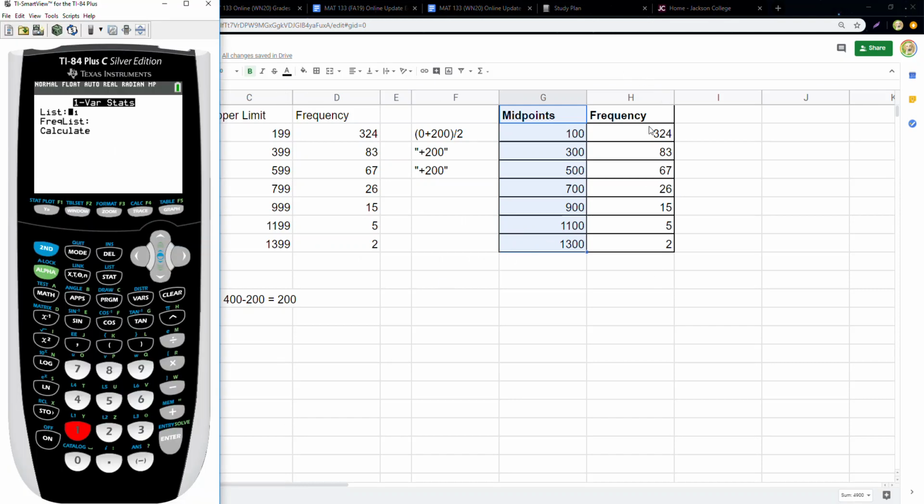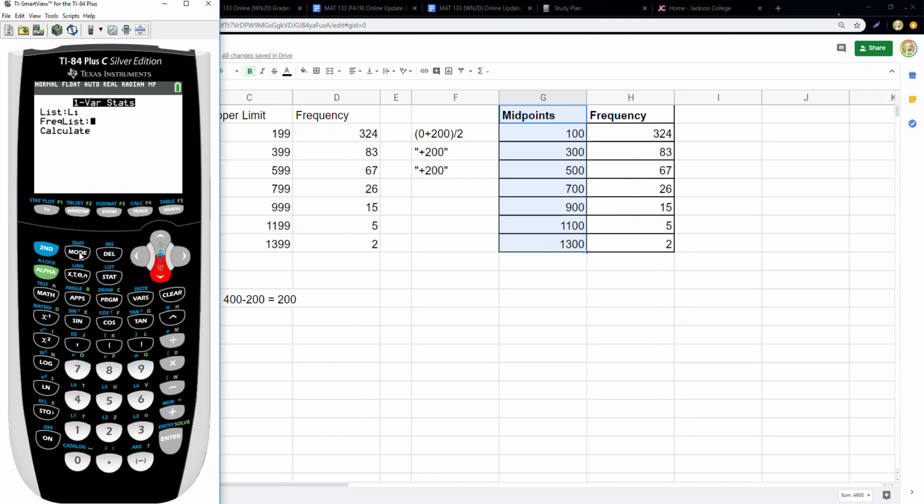But I have a frequency list, right? Because not all of these midpoints were worth the same amount. That first 100 happened 324 times, way more than the 1300 happened. So I need a way to tell the calculator that, and that's what the frequency list does. In other words, you want to get your freak on, as it were, your freak, as in your frequency list.